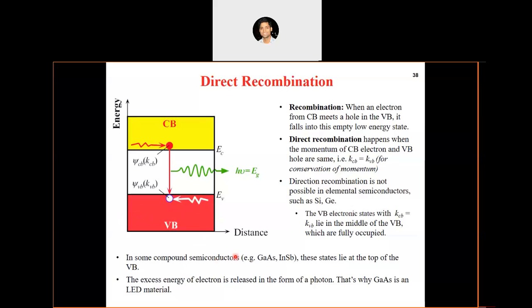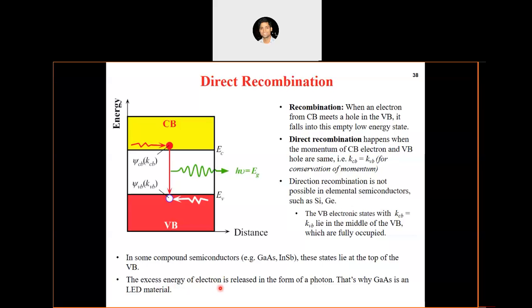But there are some compound semiconductors like gallium arsenide and indium antimonide. In these, the states which follow this momentum conservation lie at the top of the valence band, and at the top of the valence band some of the states are actually empty, right? So that is why direct recombination is possible in compound semiconductors. And that is one of the reasons, because only in direct recombination is the extra energy released in the form of a photon.